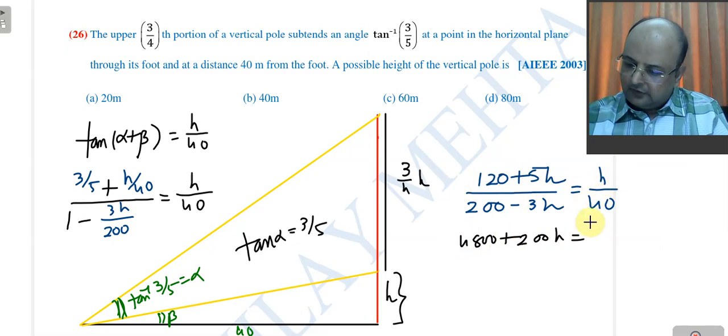200h. Okay, 200h again. Oh, it seems okay. Minus 3h square.